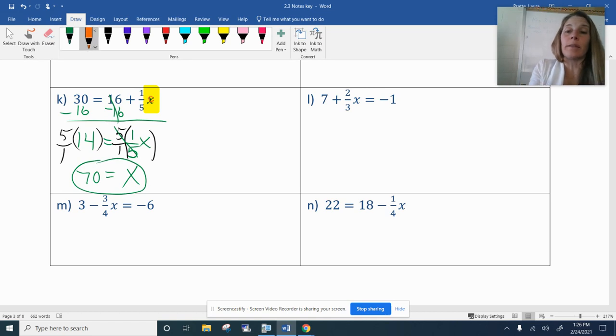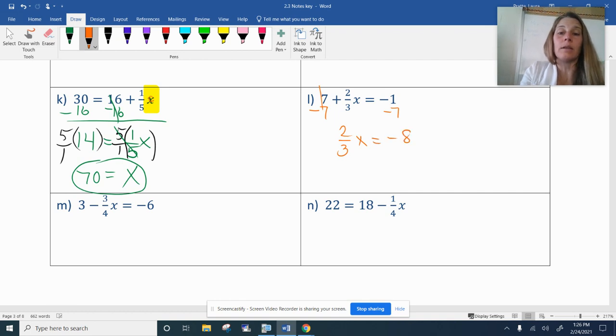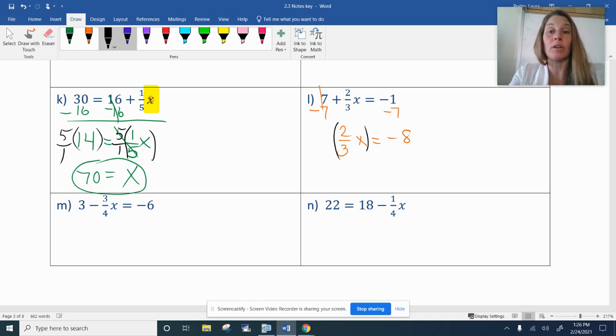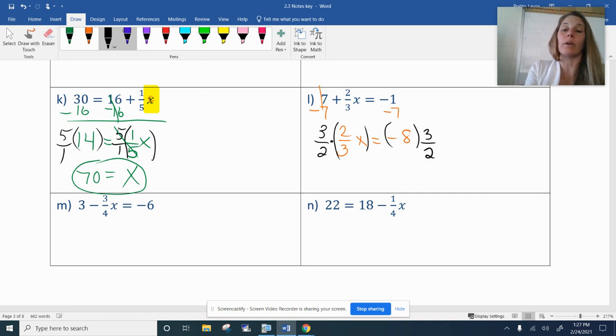So if we take a look at the next problem, again, we want to get the x by itself. We're going to subtract the 7. So now we have 2/3 x equals -8. And this is where we want to multiply by the reciprocal, because 2/3 times x, the inverse operation is divide. So 2/3 divided by 2/3 is the same thing as multiplying by 3/2, which is much easier to do when you don't have a calculator.